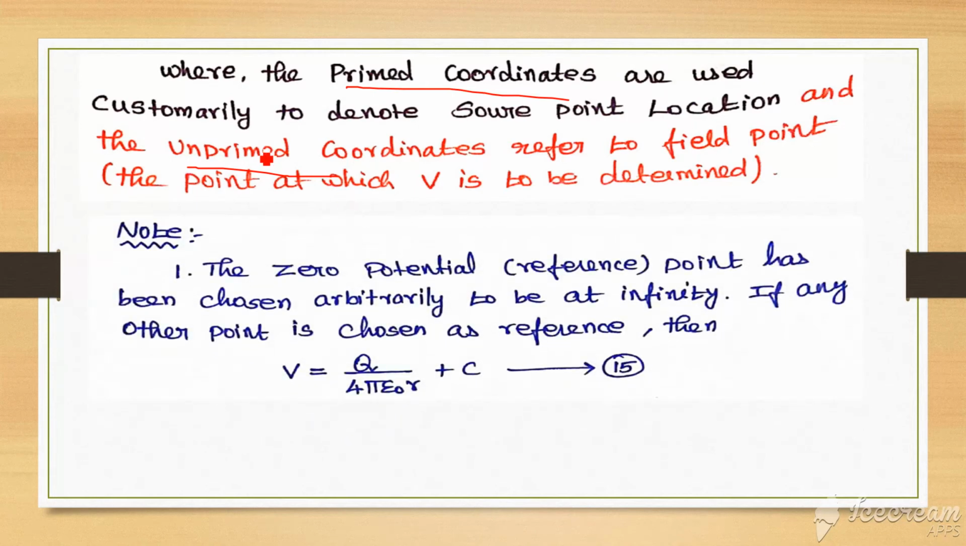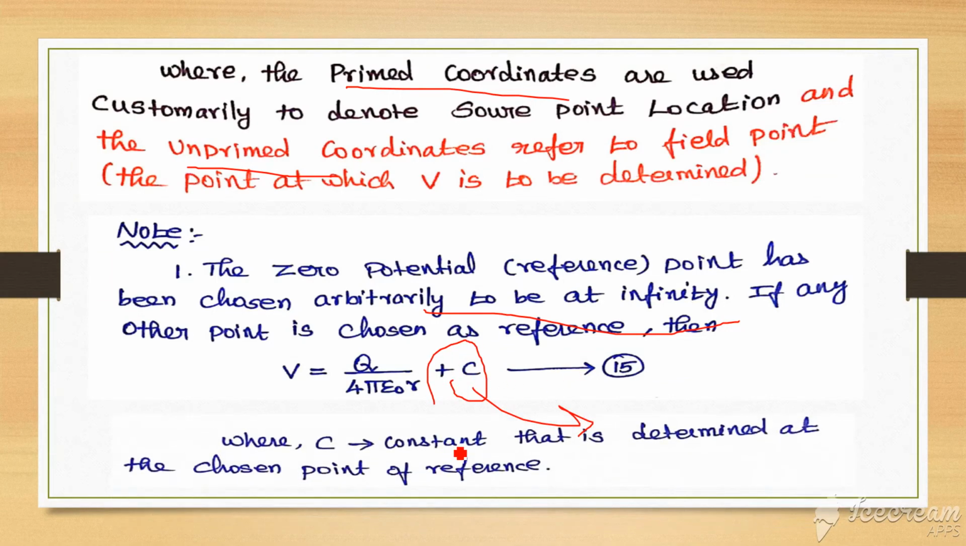Note, the zero potential reference point is chosen arbitrarily to be at infinity. If any other point is chosen, then we have to add plus C. The C value depends fully on the reference point given, where C is the constant that is determined at the chosen or given point of reference.